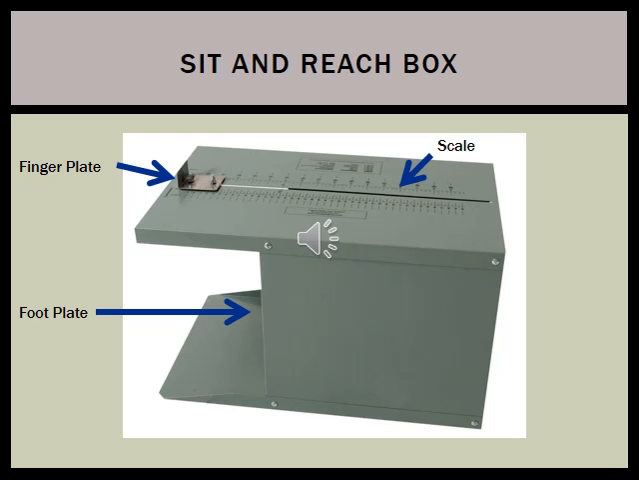A sit and reach box is also used to measure flexibility, specifically in the hamstrings and lower back. The finger plate is what an individual will push with both of their hands on top of each other, reaching as far forward as they can, while their feet are planted on the foot plate on the box. The scale is used to measure how far a person can reach forward.